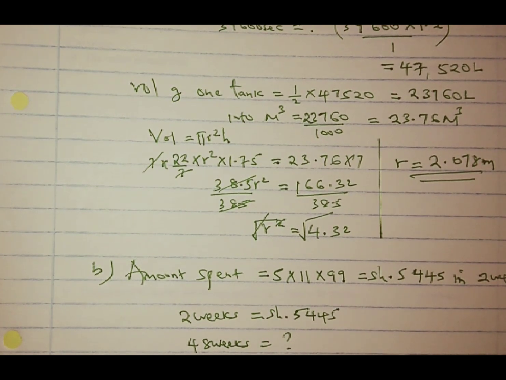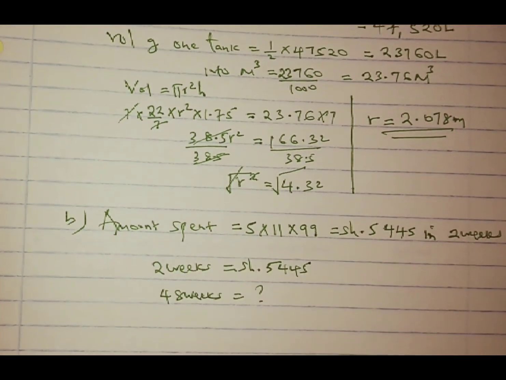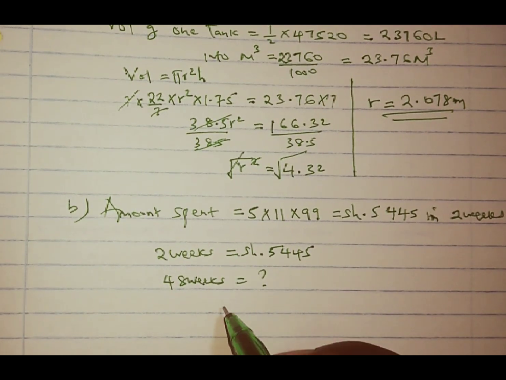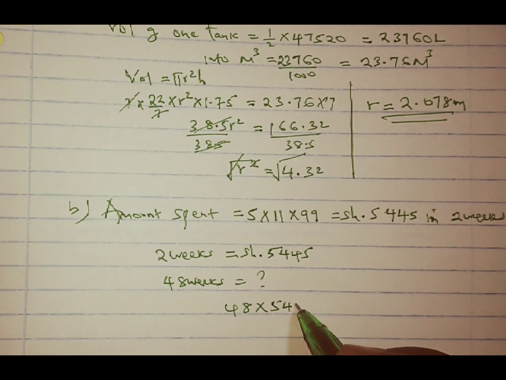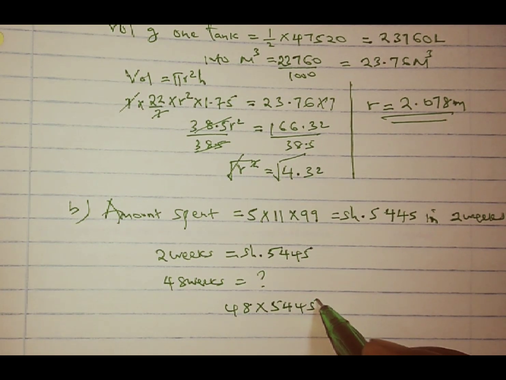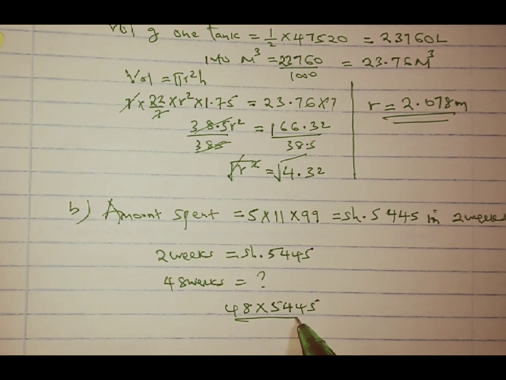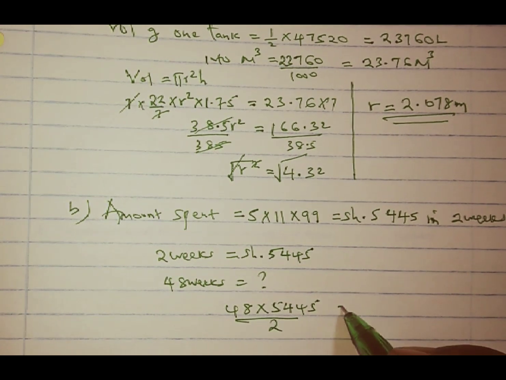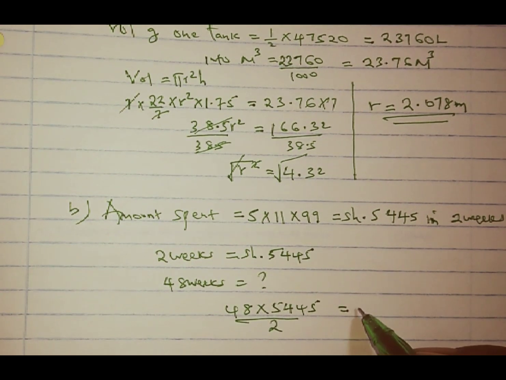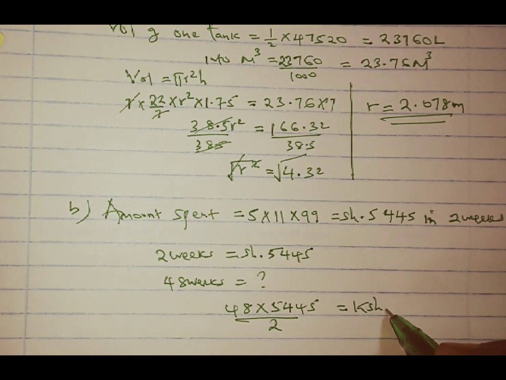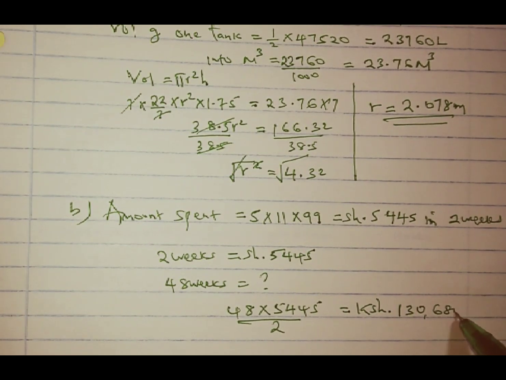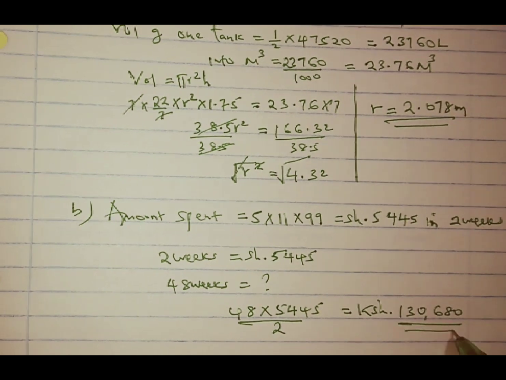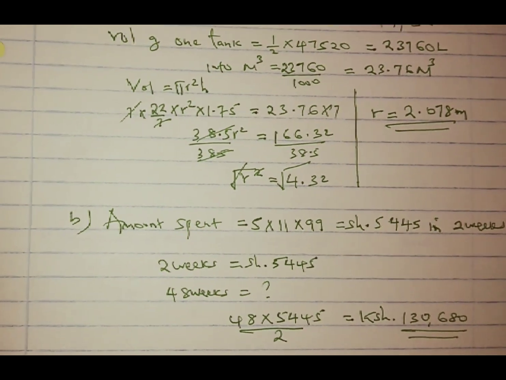If we cross multiply, we are going to have 48 multiplied by 5,445. Then we divide by 2, and this gives us a total of Kenya shillings 130,680 as the answer to part B of the question.